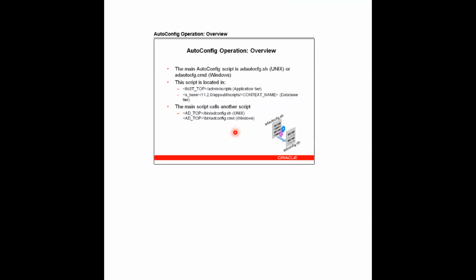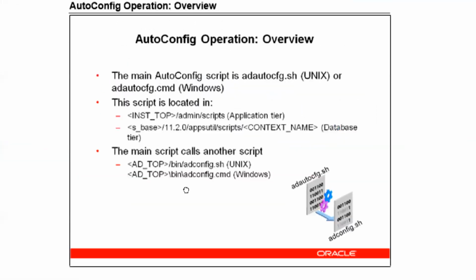So where are these autoconfig files? If you go to admin scripts home, you can find the autoconfig.sh file. Under AD top autoconfig operation, the main script is adconfig.sh, or adconfig. This is the file name. It is located in admin scripts in the application tier, or in the context file. The main script calls another script. Actually, when you run this, it indirectly calls this particular script.